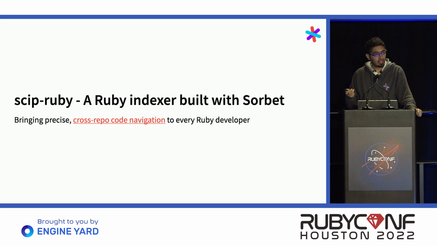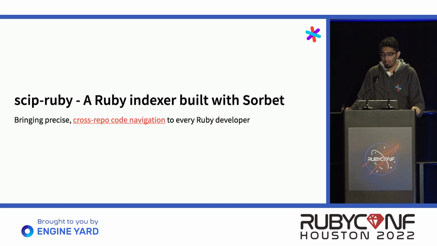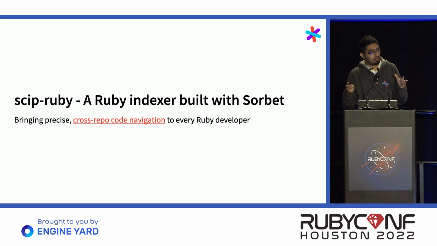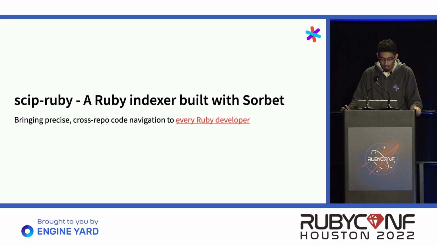So the cross repo bit is something that I already showed you earlier, right? We want to be able to navigate between gems, GitHub repos, GitLab repos, Perforce, et cetera. We do not want to be limited to within a single repository or even within a single code host because customers are using different kinds of code hosts.